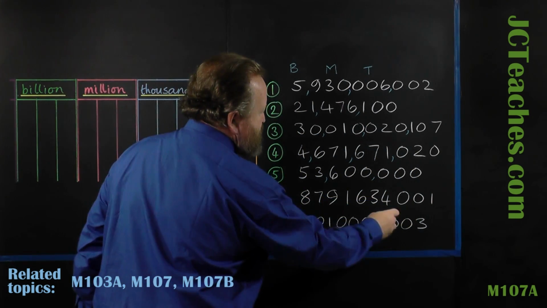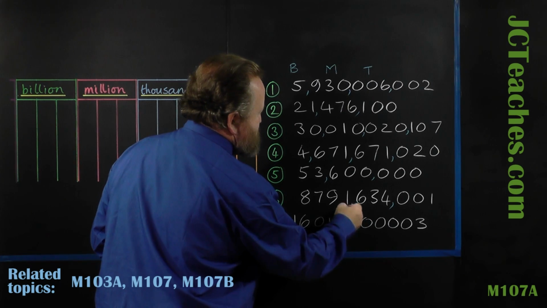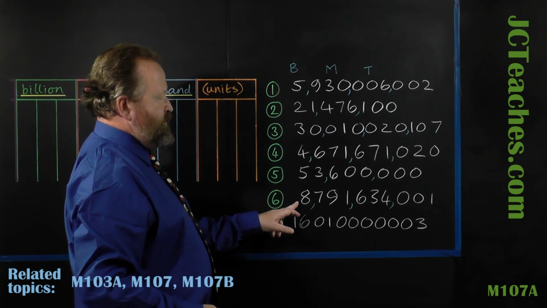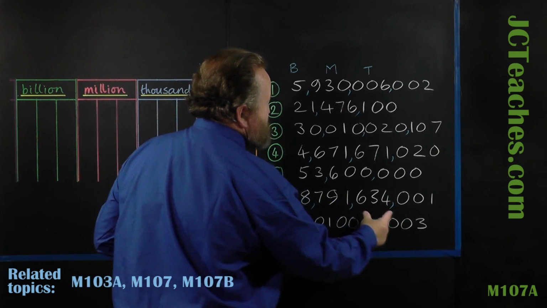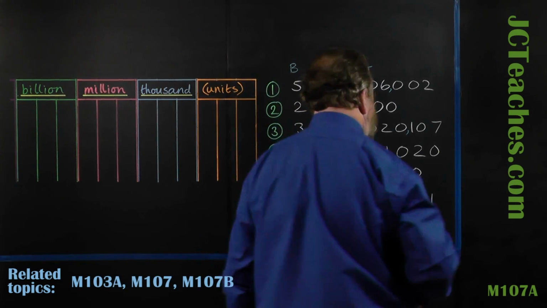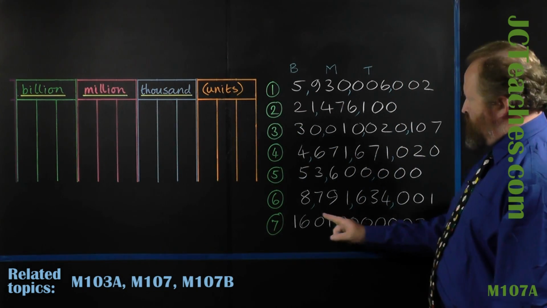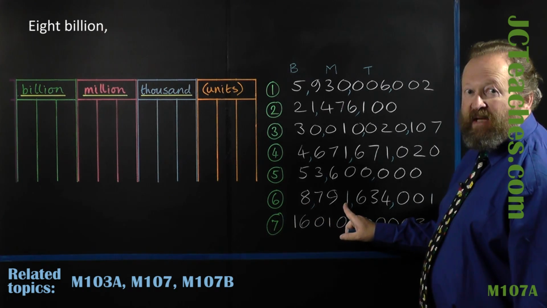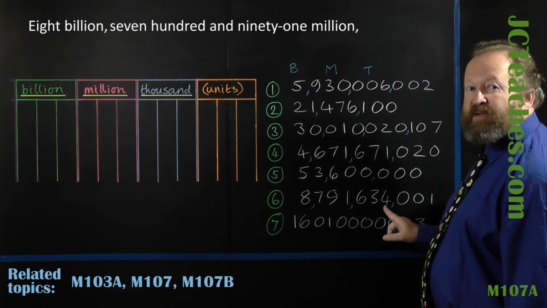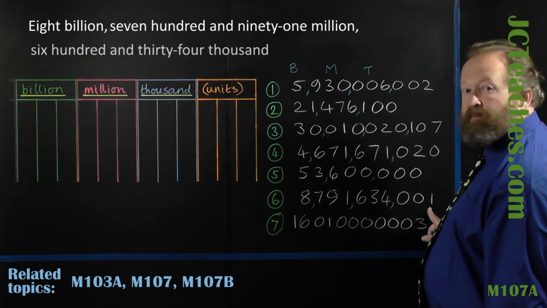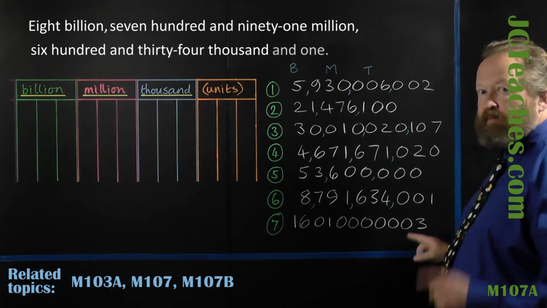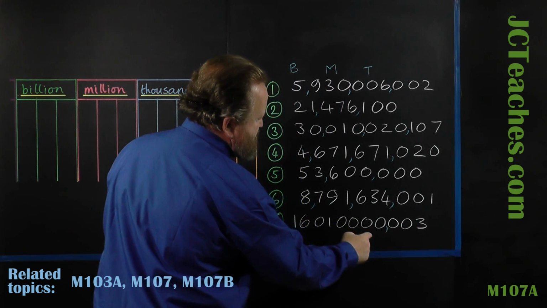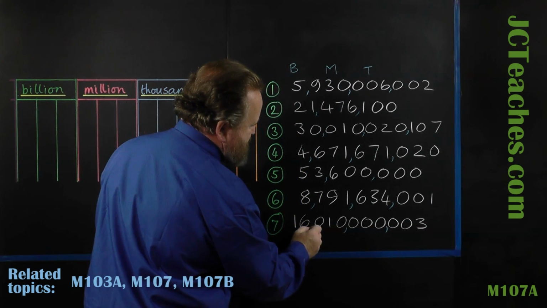Number 6 here, 3 digits, 3 digits, 3 digits, 1 digit. If you remember, hundreds, tens, units, thousands, millions, billions. 8,791,634,001. Last one. 3 digits, 3 digits, 3 digits.